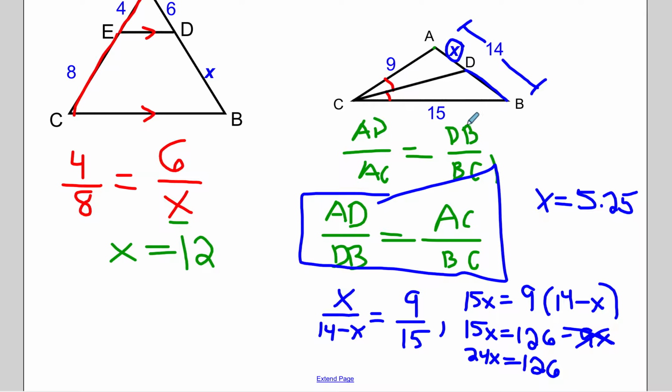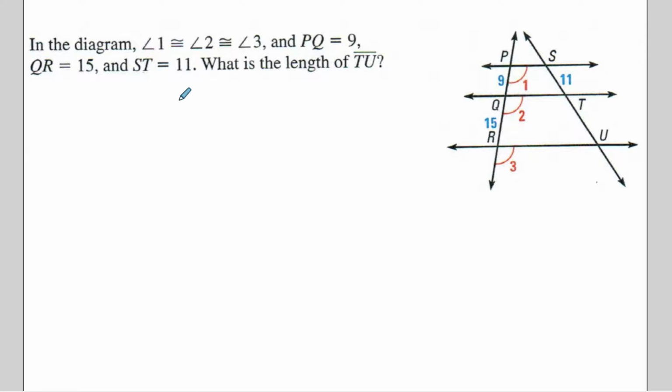Okay, and if you did this proportion up here, you would get the same answer. All right, moving right along. In the diagram, angle 1 is congruent to angle 2 is congruent to angle 3, and PQ equals 9, QR equals 15 and ST equals 11. What is the length of TU?